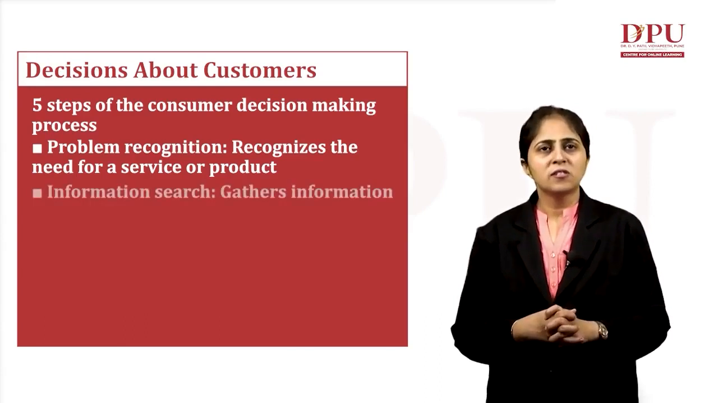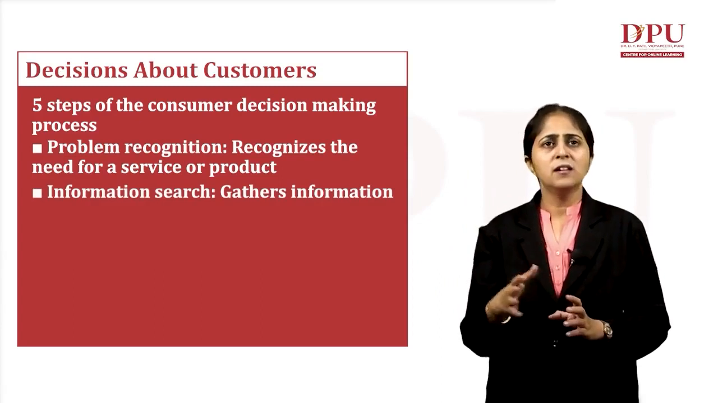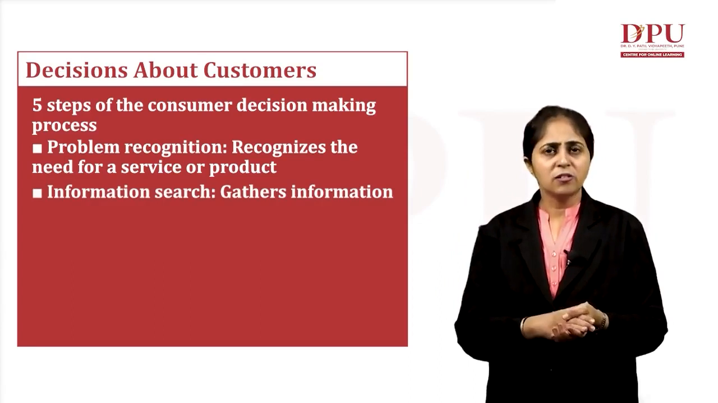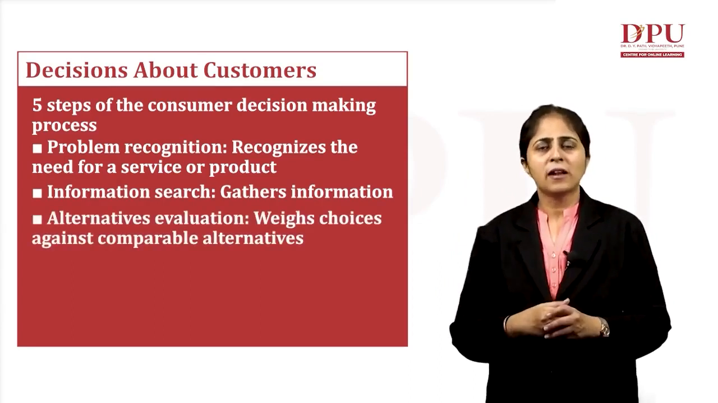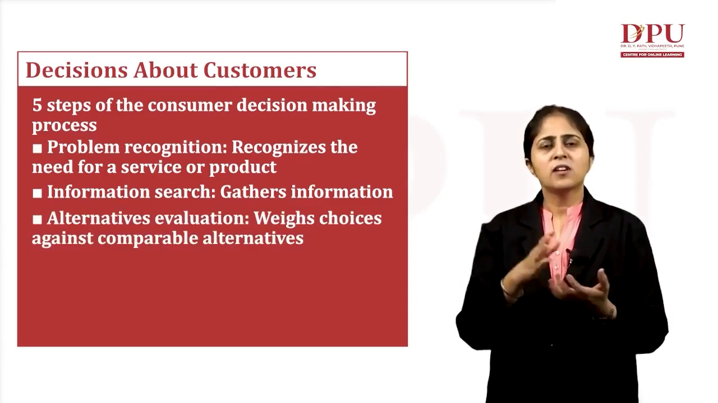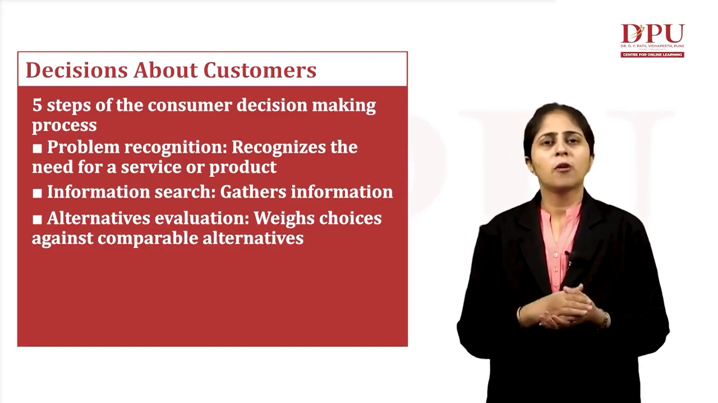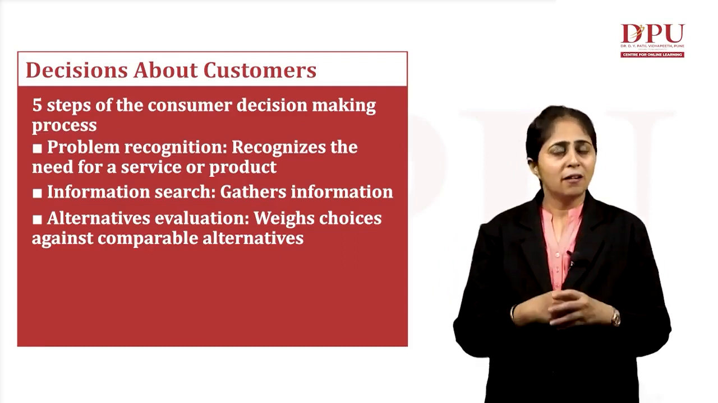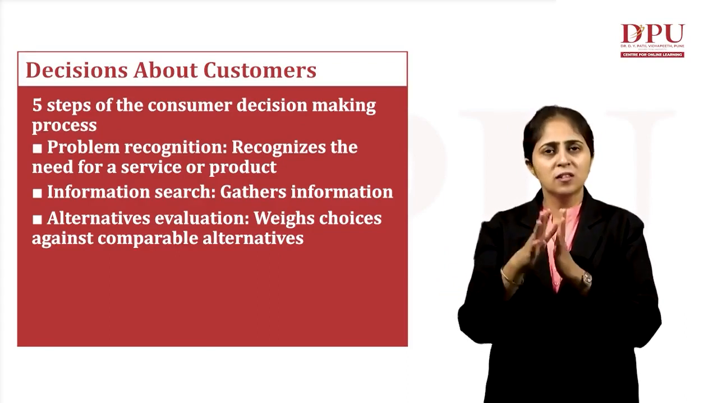Second, information search. The customer has to gather the information, understand the information related to the product. Then alternatives evaluation. The customer weighs the choices against comparable alternatives, that what are alternatives of the product or the services available. So he will gather them and he will weigh the choices, that which is the best choice for him.